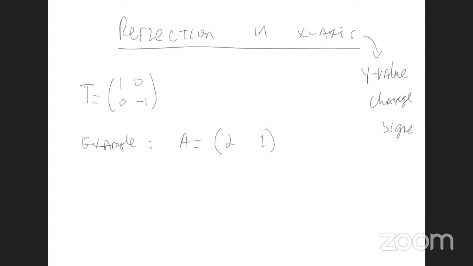1, and it is going to undergo a reflection in the x-axis. How are we going to find that new point A prime? How are we going to get that A prime?